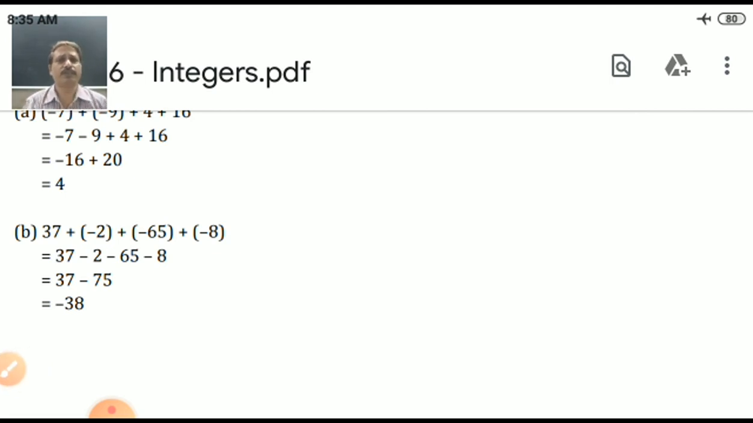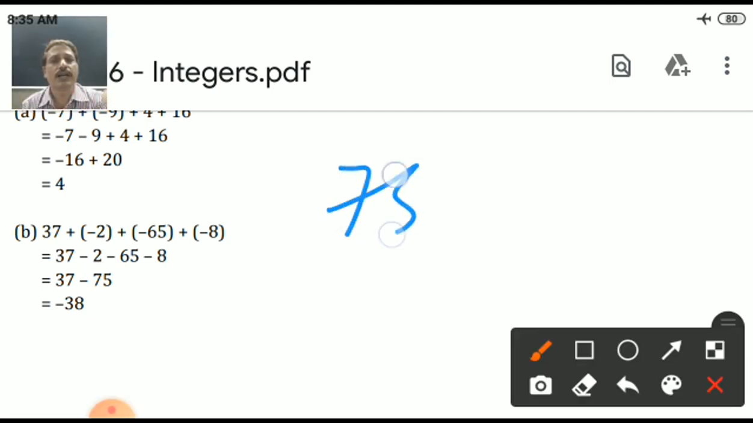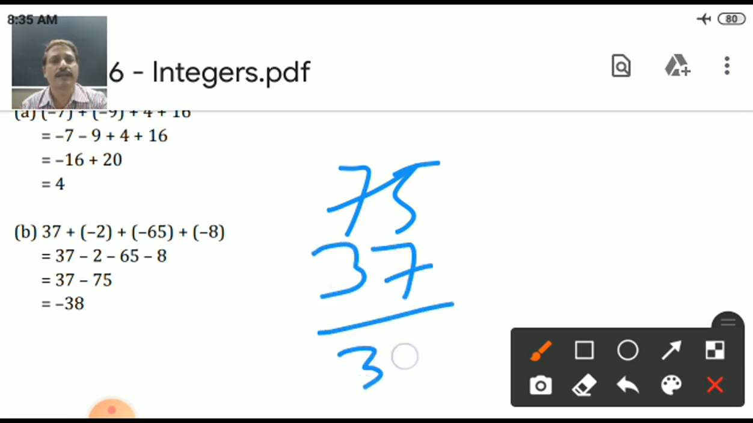37 minus 2 minus 65 minus 8. Take all the minus ones together, son. 37 minus 75, correct? And minus 38 is the answer, because we can subtract this way. 75 and 37, subtract, and 38 is the answer. But who is the bigger number? Minus number is there, and this is the positive number. Subtract the smaller number from the bigger number. Which is the bigger number, son? This one. So the answer is minus 38.